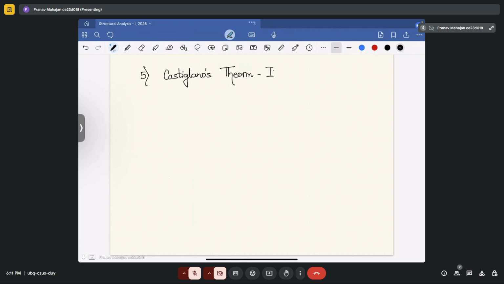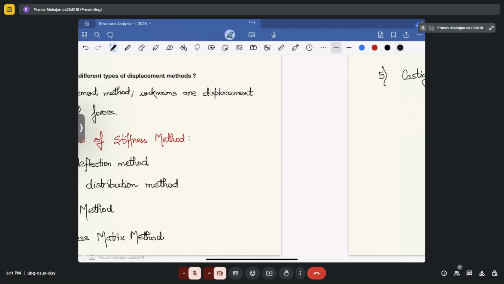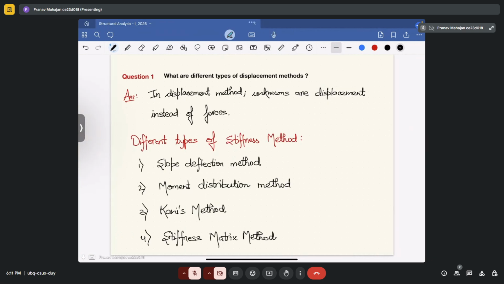So these are the methods by which you can solve all the problems related to displacement methods. You can use any method, but depending upon the type and the complexity of the problem, whichever becomes easier to solve, we will use that method to determine the unknowns, which are displacements in this case. So let's start and solve a few problems related to this.